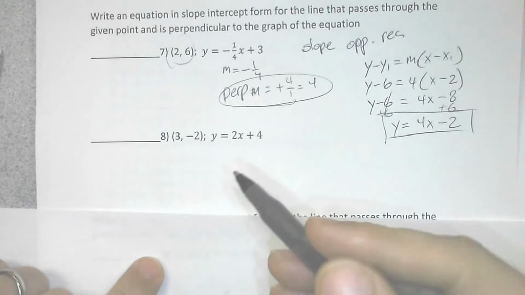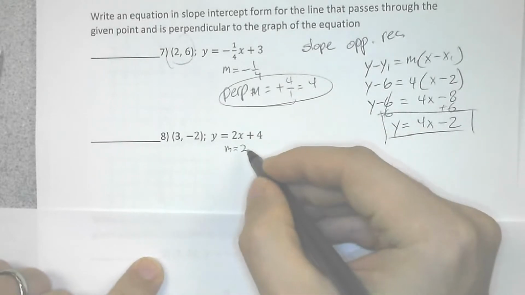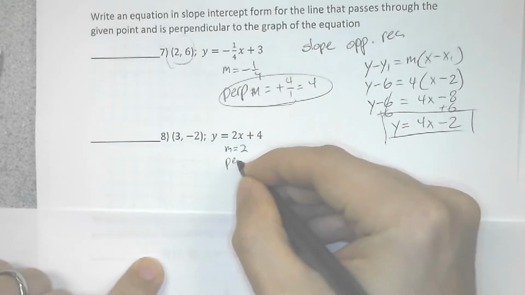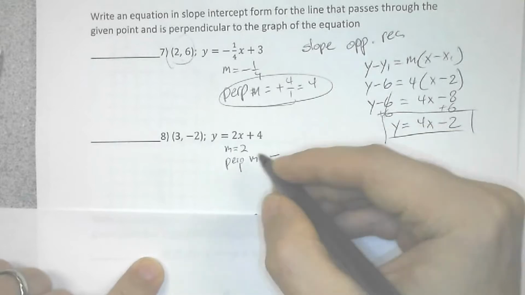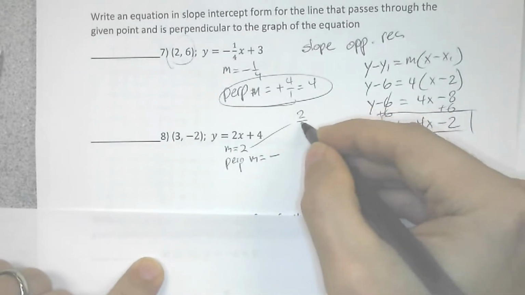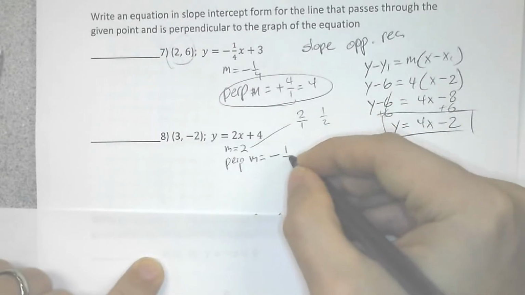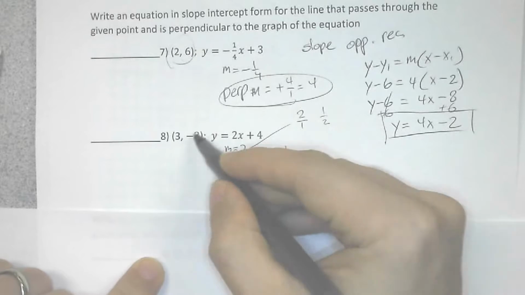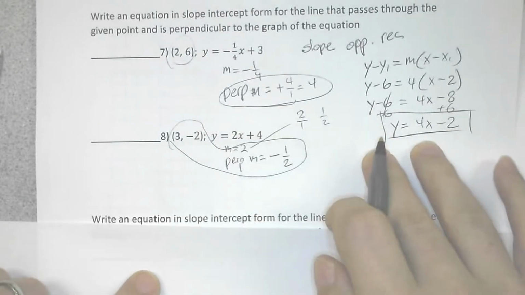The next one here, same thing. The original slope is 2. The perpendicular slope is going to be opposite, so it'll be negative, and reciprocal. Now, reciprocal for a whole number. Remember, a whole number we can make into a fraction by putting it over 1, so the reciprocal is going to be 1/2. So the new slope is negative 1/2. So this is all I'm going to use for this equation.